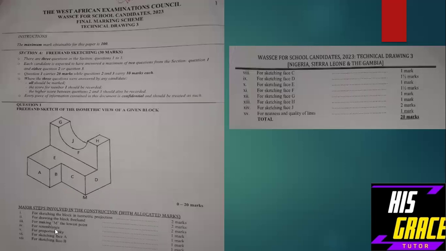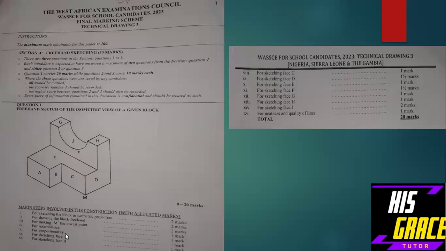Then for resemblance, that is Roman figure 4, 1 mark. So if the object that you sketch resembles what is given to you, you'll be awarded 1 mark. That's why you need to study the orthographic views before you go on sketching, so that you can sketch precisely what you are asked to sketch.